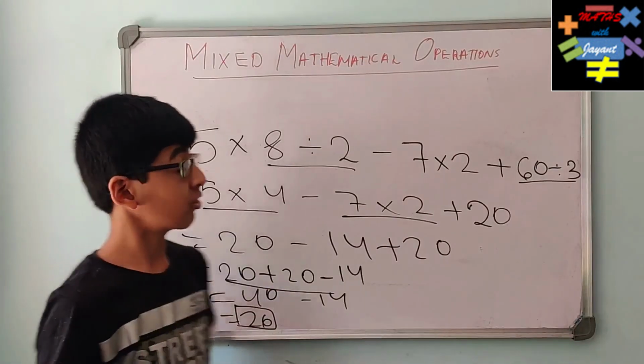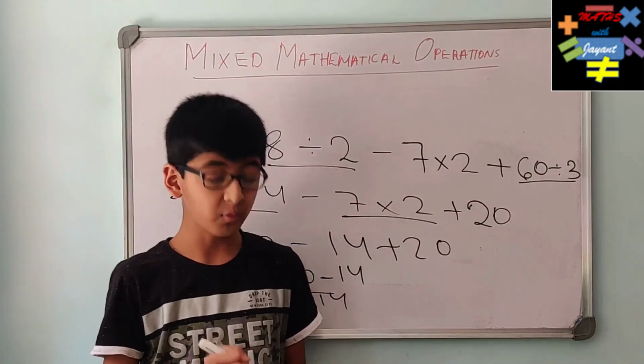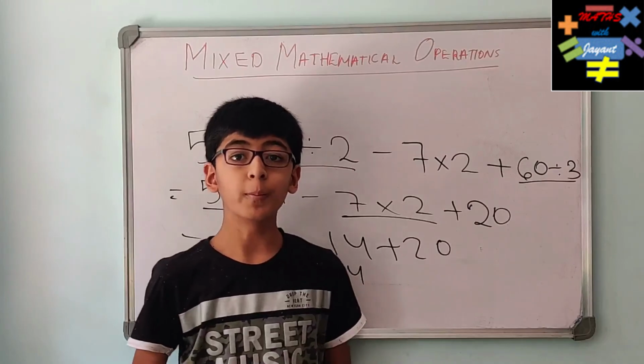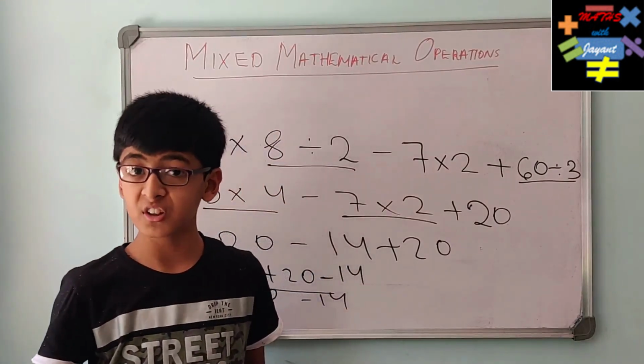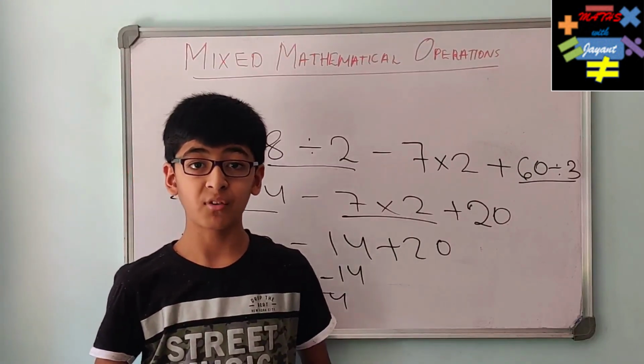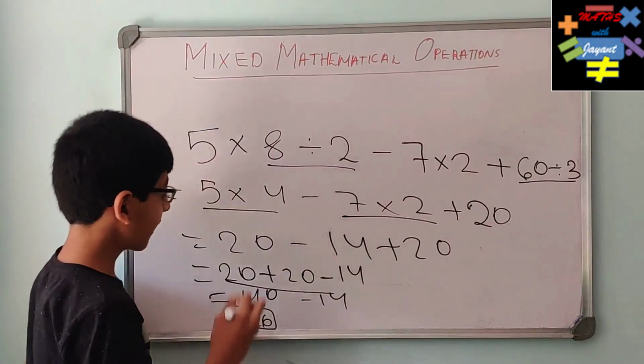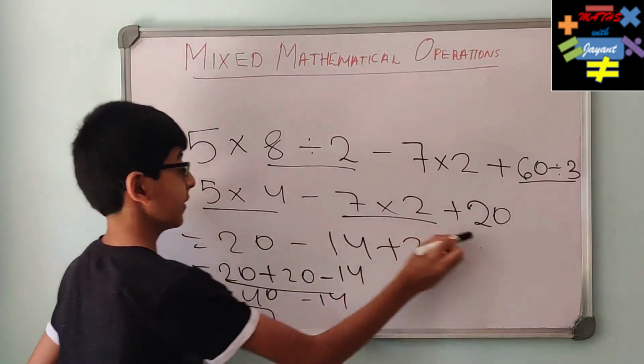So this is how you solve questions that have more than one operation. Hope you understood how to solve questions that have mixed mathematical operations and hope you understood the DMAS rule. And also don't forget this tricky variant.